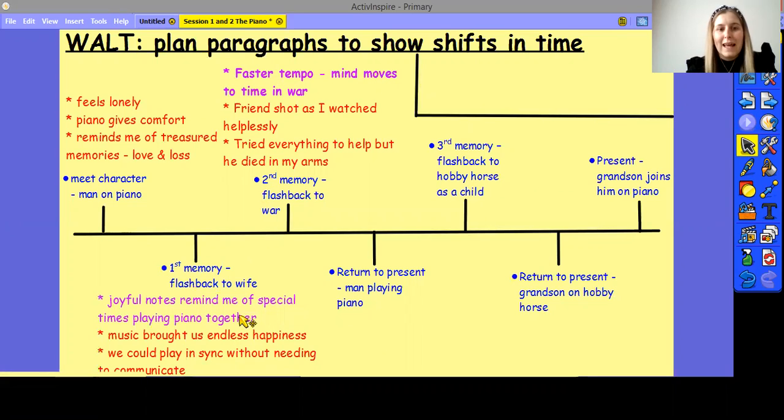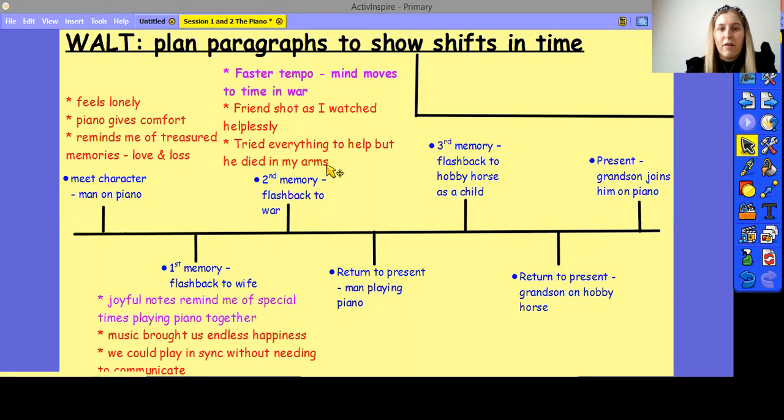So I'm putting my links here in purple, so you can see how I'm thinking about how to shift the paragraph or signal that it is a flashback. And then the details of what I'm going to write in this paragraph. I've put friend shot as I watched helplessly, so that's how I feel helpless about this situation. I tried everything to help, but he died in my arms. So as you can see, I've only got a couple of notes and I can expand on that later in the week as I come to write it.